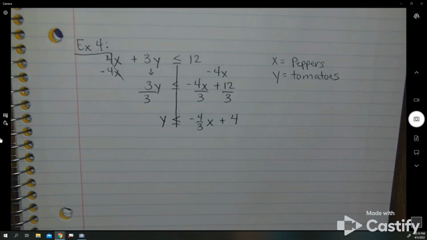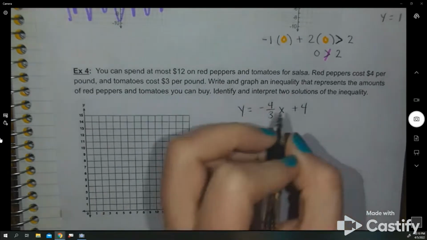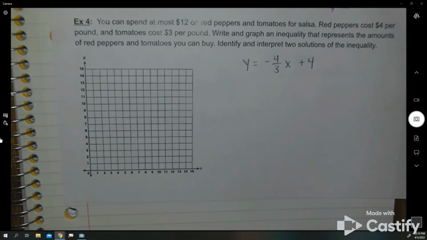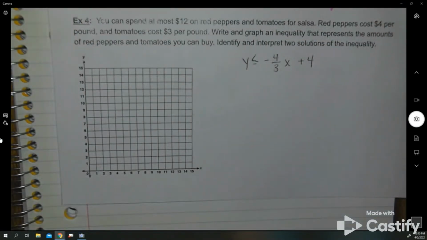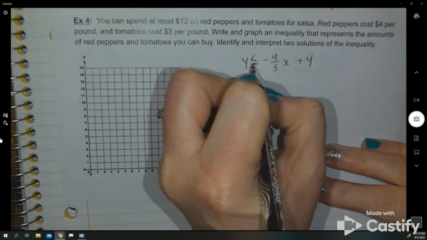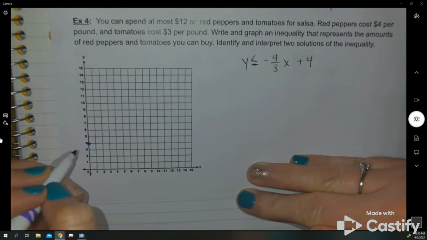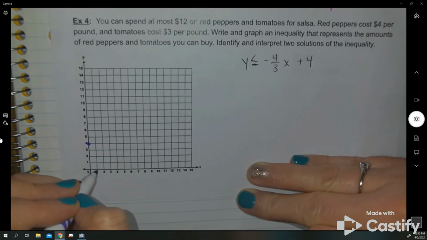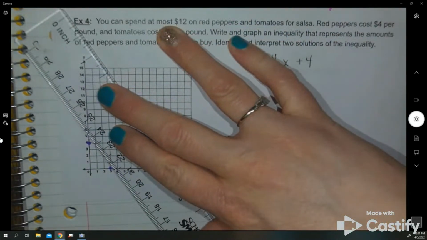So there is my equation. I'm going to write that onto this paper so we don't forget. Y equals negative 4/3 x plus 4. So I start with my y-intercept. Whoops, I wrote an equal sign. There we go. Less than or equal to. So I'm starting with 4 as my y-intercept. I know it's a solid line this time, so I have 4. There we go. And I'm going down 4 and over 3. 1, 2, 3, 4. 1, 2, 3. All right, so connect these.